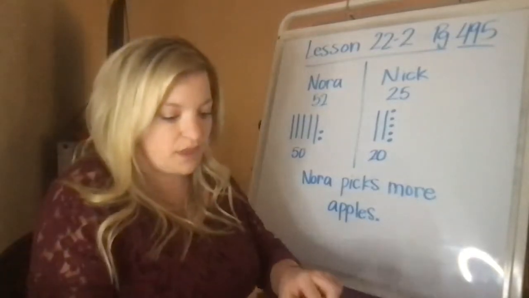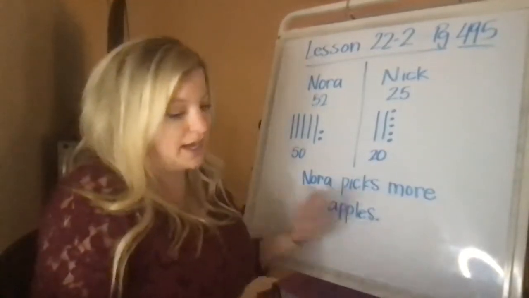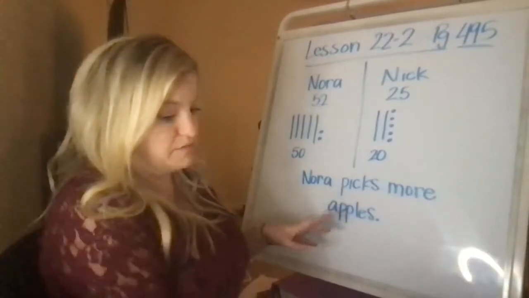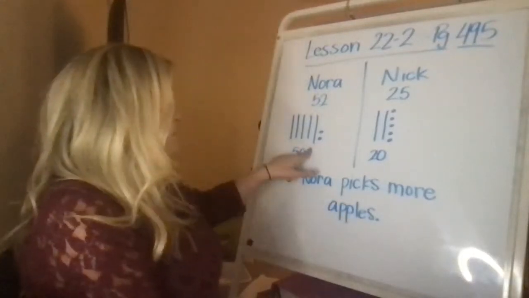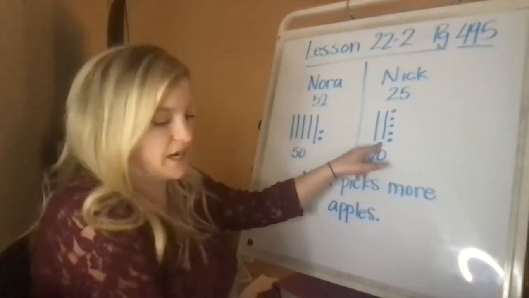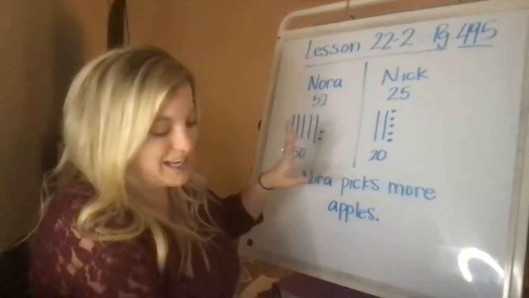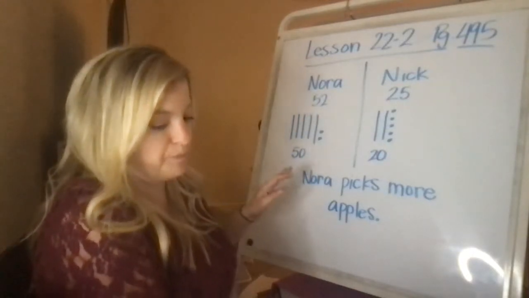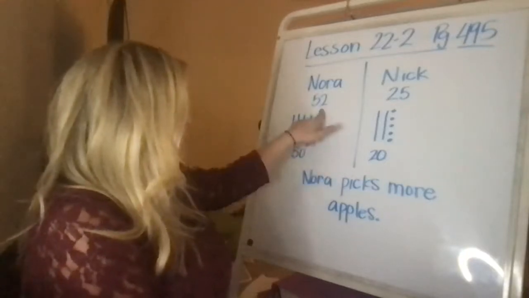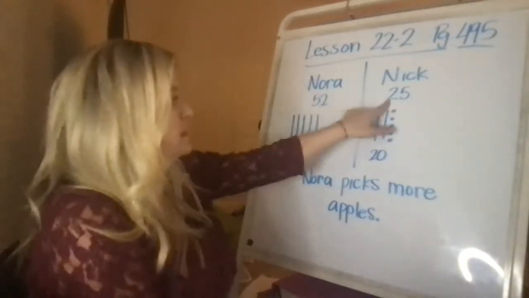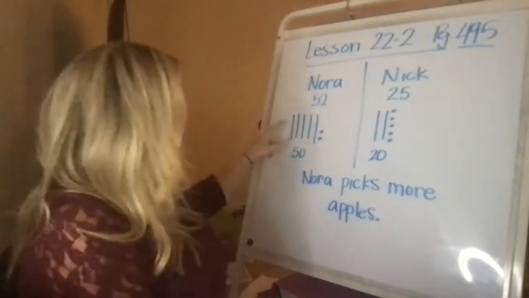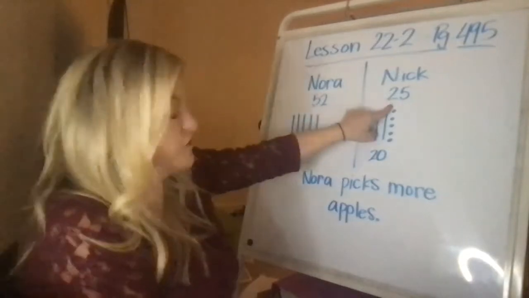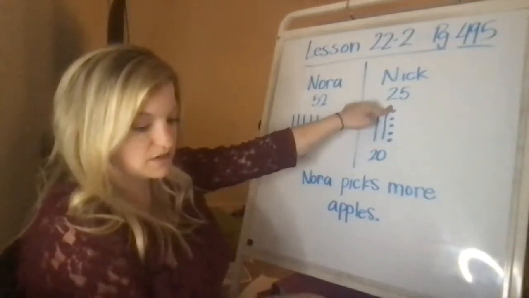Okay. The next page has model it. It has the same problem where you're comparing 52 and 25. We're on page 496 now. What it does is it talks about the ones, and then it says compare the tens. So 5 tens is greater than 2 tens.